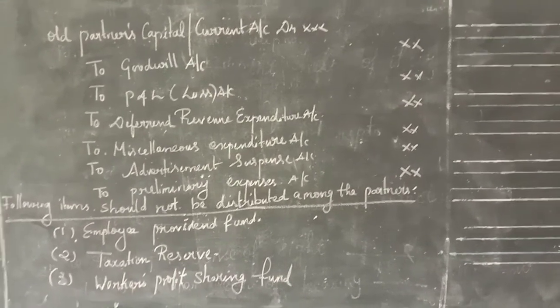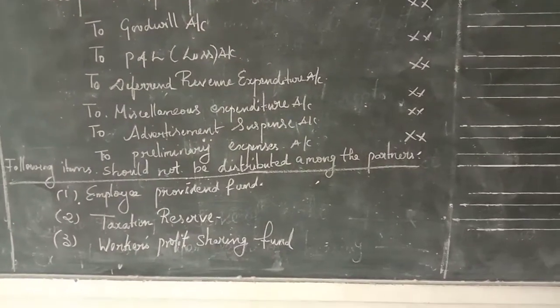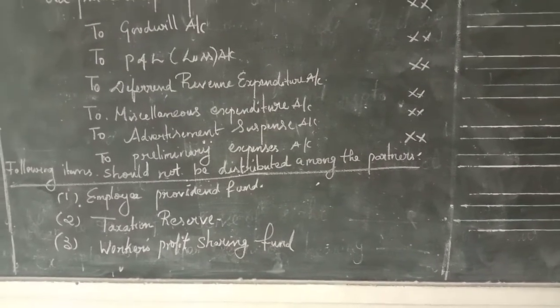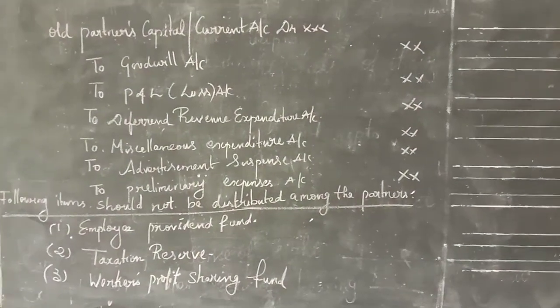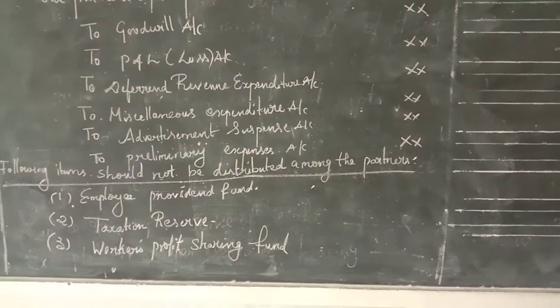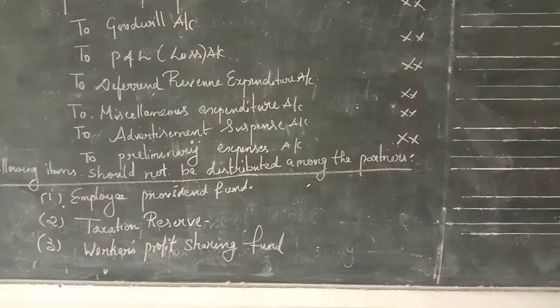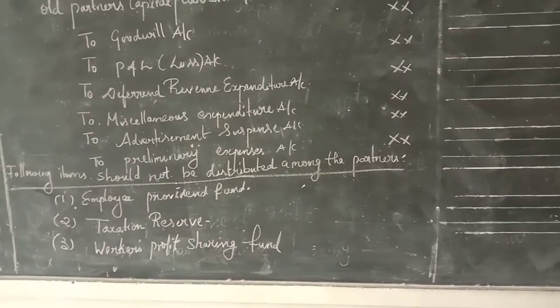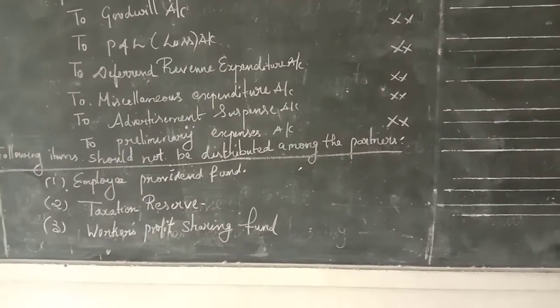the old profit sharing ratio. So when we are distributing the accumulated losses and profits, we should not distribute some of the items. Some of the items should not be distributed among the old partners. So we have to know what these items are. There are three items.